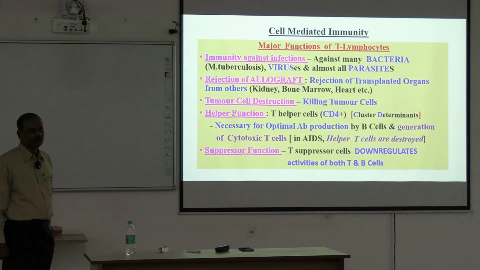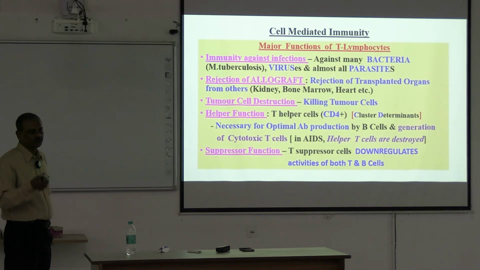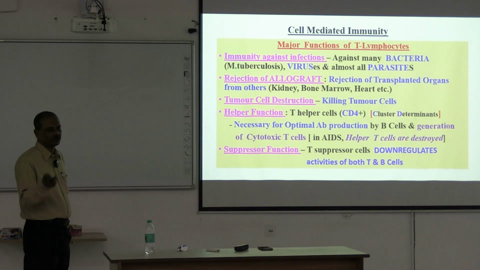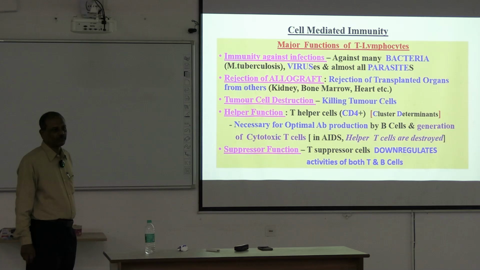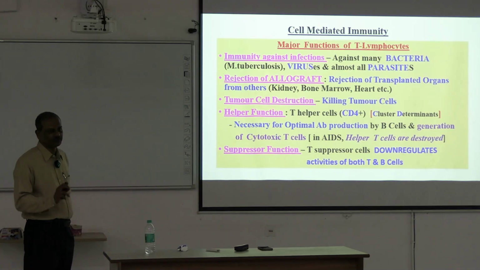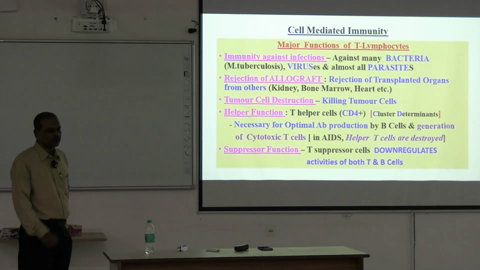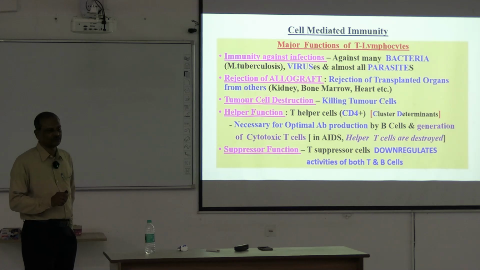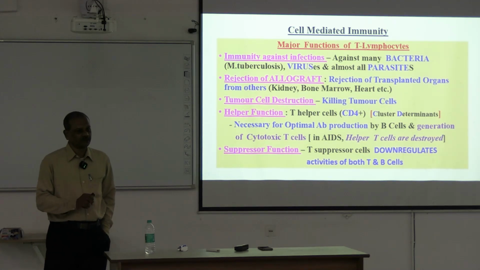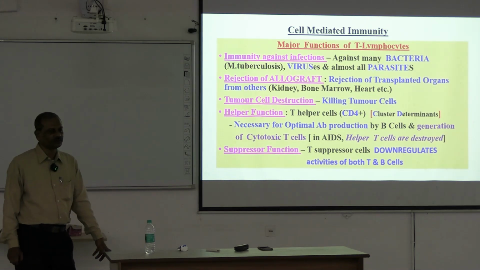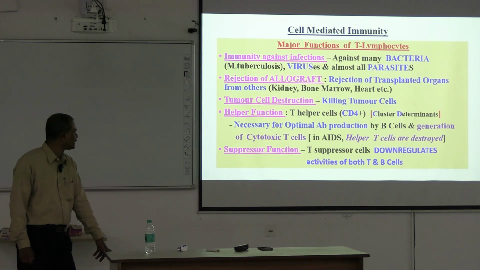Rejection of allograft. If somebody's bone marrow, kidney, or heart is taken and transplanted into somebody else, and where there is some amount of mismatch, and it is going to happen if it is not an identical HLA haplotype match with a sibling, rejection is likely, and that is caused by T cells. Tumor cell destruction is another important function, because if cancer cells, tumor cells are not destroyed in our system, they will start growing. So T cell destroys that.